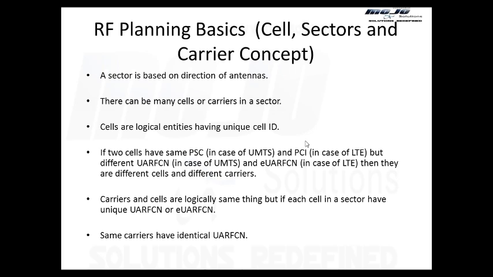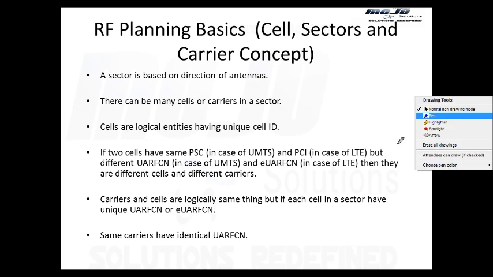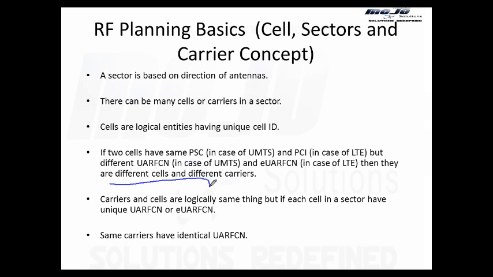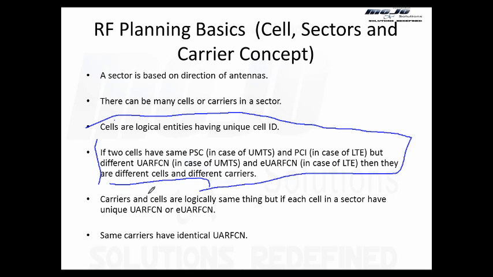Okay, so if two cells have the same PSC in UMTS and PCI in LTE, but different UARFCNs, in that case, UMTS and EARFCN in case of LTE, then they are different cells and different carriers. Any questions about this point? Or can you understand this? What it's trying to emphasize is, as long as your scrambling code and PCI are different on a cell, and your UARFCN is different, you're logically different cells.